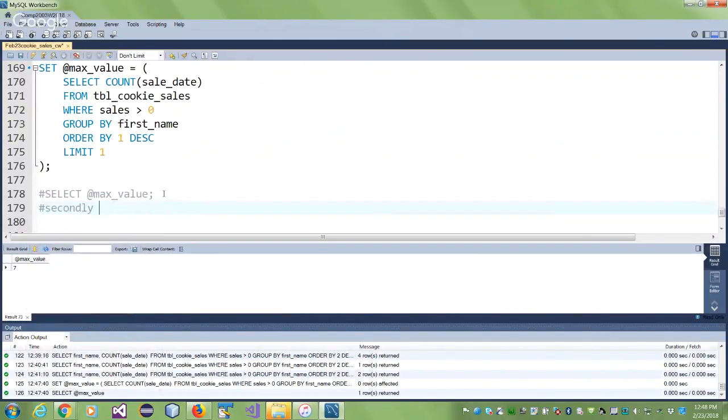Secondly, what should you do? Now you have to find the names of the girls where their count, their maximum count, is equal to this count, right? Make sense? So my first job was to find it.